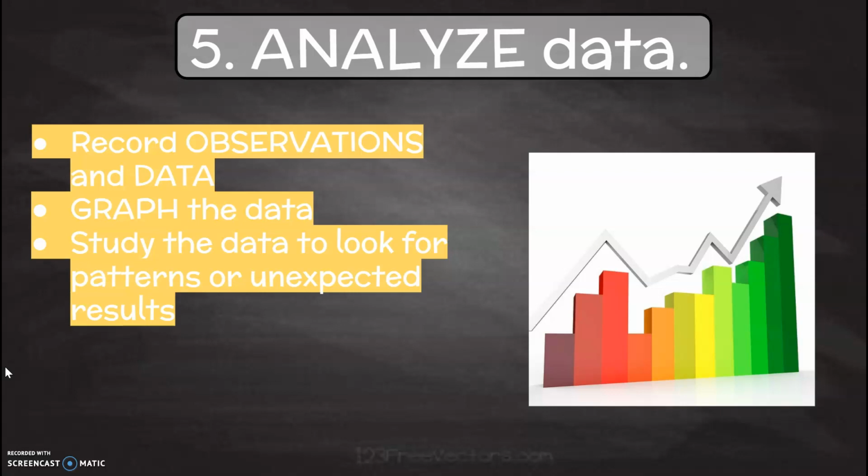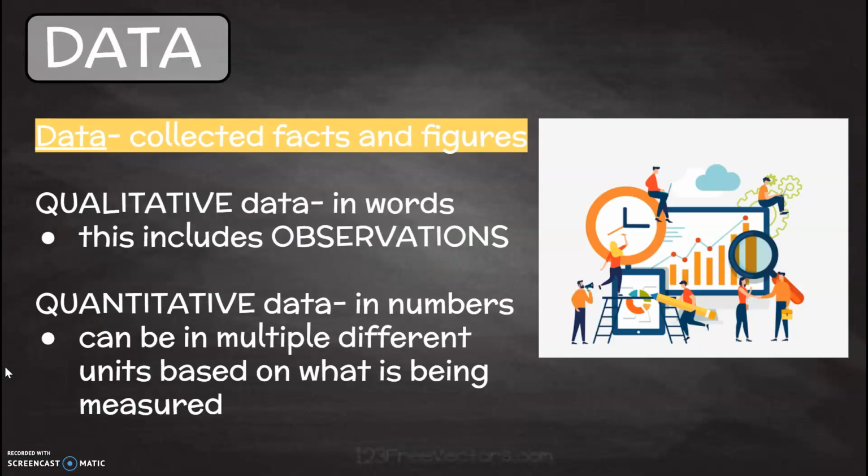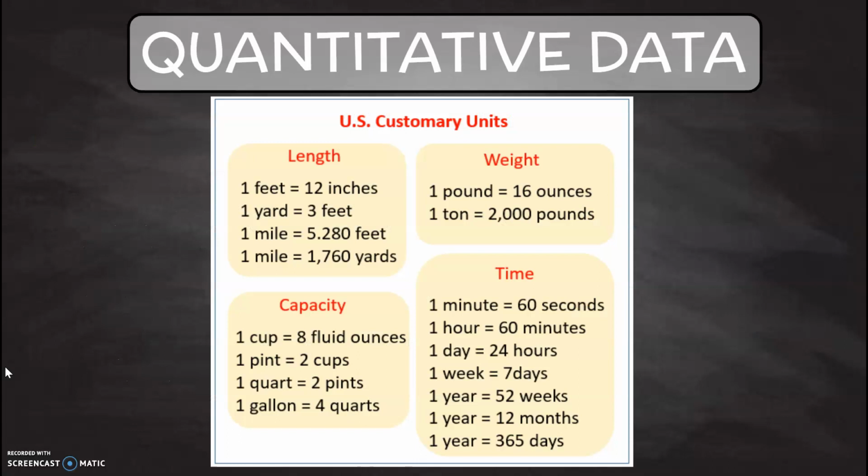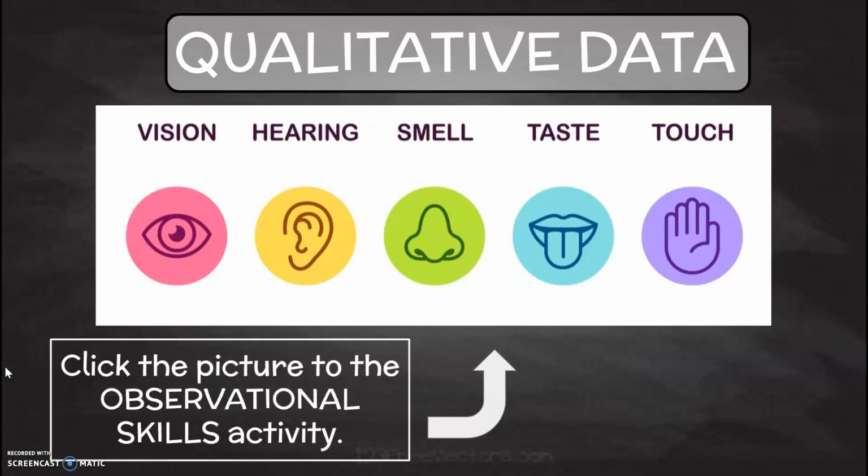You want to maybe try to start forming some conclusions about what your experiment is showing you. Data is collected facts and figures, and I bet you didn't know that data is not just numbers. Qualitative data is data that's in words. This includes observations, and you'll see an example of that in a minute. And quantitative data is in numbers. So, for example, quantitative data would be things like your measurements, whether it's in length, weight, time. Those are numbers, so that's quantitative data.